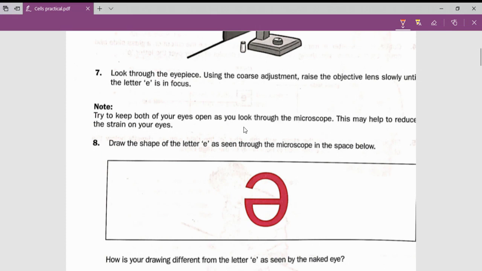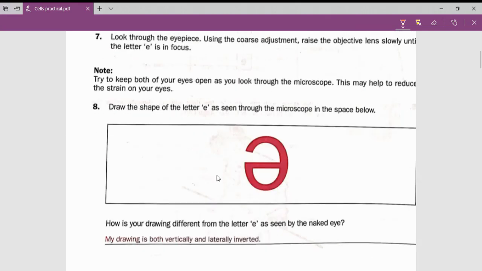Okay, the first experiment 6.1 we did was on basic usage of a microscope. Basically, you know the purpose of a microscope is to actually observe different kinds of cells, something that we can't see with our naked eyes.